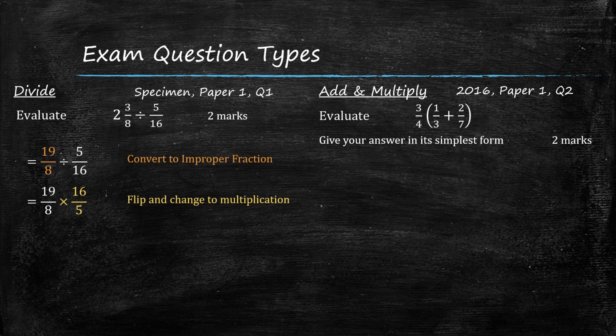Now, before we do the multiplication, we want to make our lives easier, so we want to simplify. We can cross cancel by 8, and this gives us 19 over 1 times 2 over 5. And then multiplying the numerators and multiplying the denominators out, as we did in fraction multiplication, this gives us 38 over 5, or 7 3/5 as a mixed number.